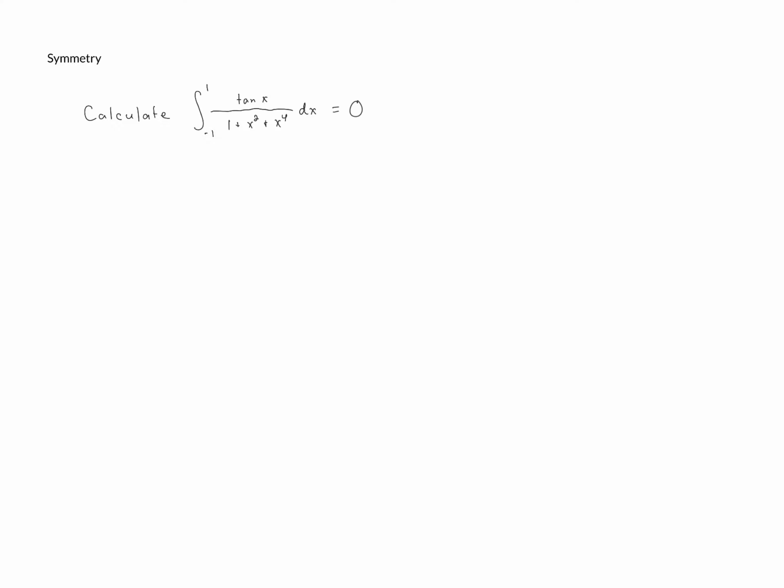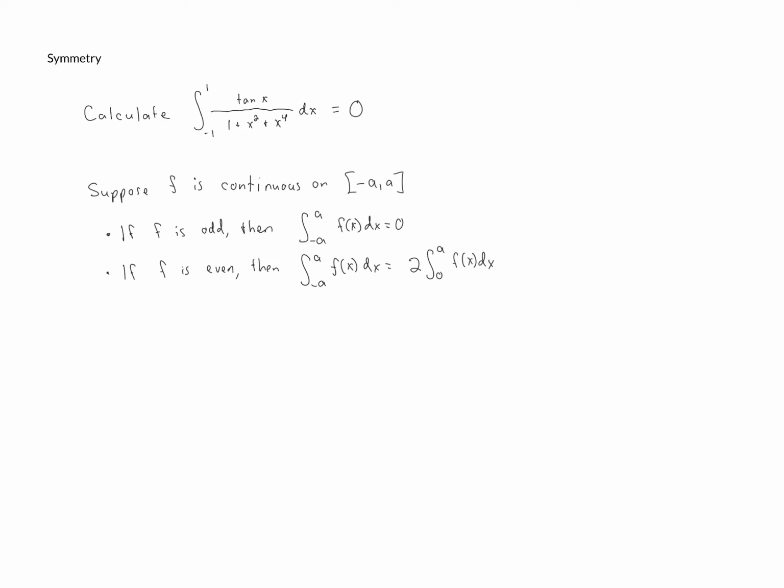And a very simple way to do this is by looking at the function and recognizing that this is an odd function. And because it's an odd function and we're integrating from -1 to 1, the positive area on one side is going to be equal to the negative area on the other side, and they're going to end up canceling each other out. We actually have two rules that we can use when we're looking at integrals that involve symmetry. And I'll give you those rules now.